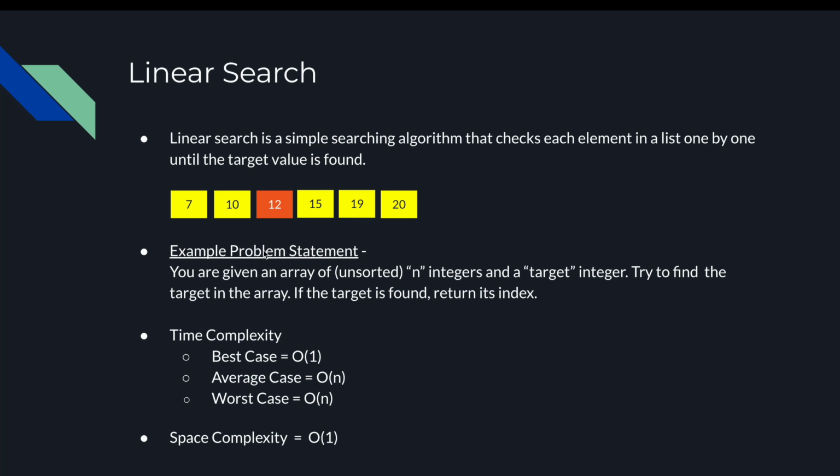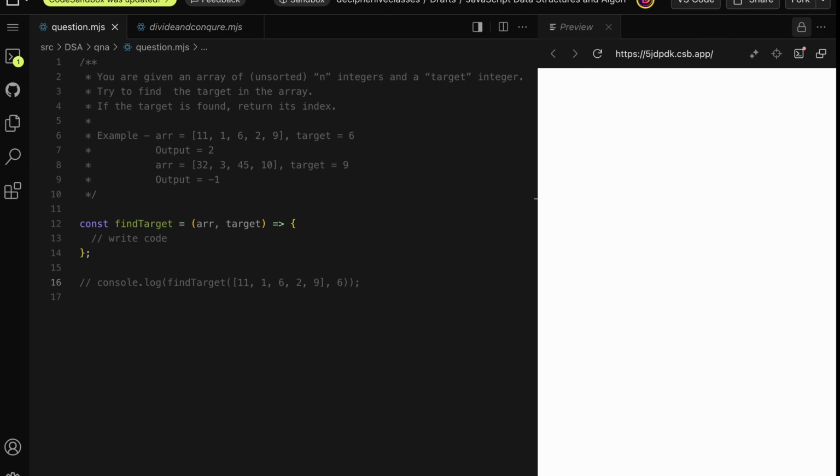I have an example problem statement here. Let's try to solve this by writing code in our code sandbox. You are given an array of unsorted n integers and a target integer. Try to find the target in the array. If the target is found, return its index. Alright, so the problem statement is pretty simple.